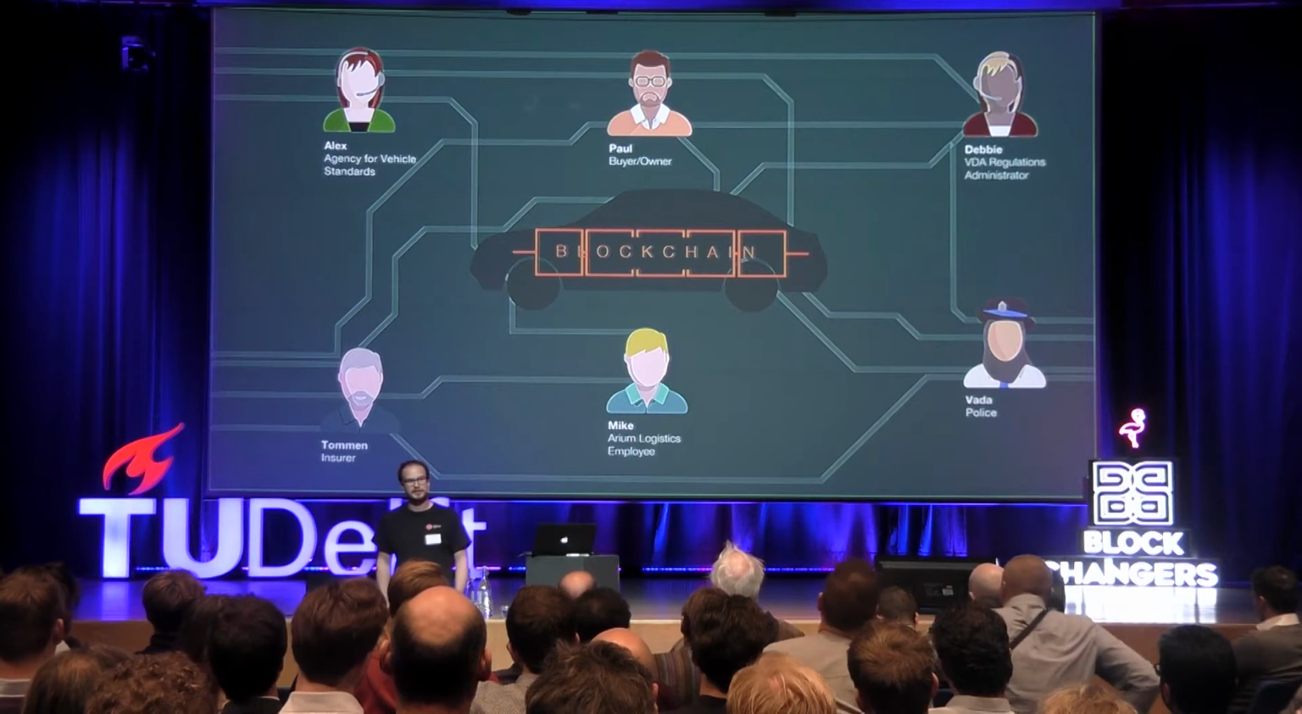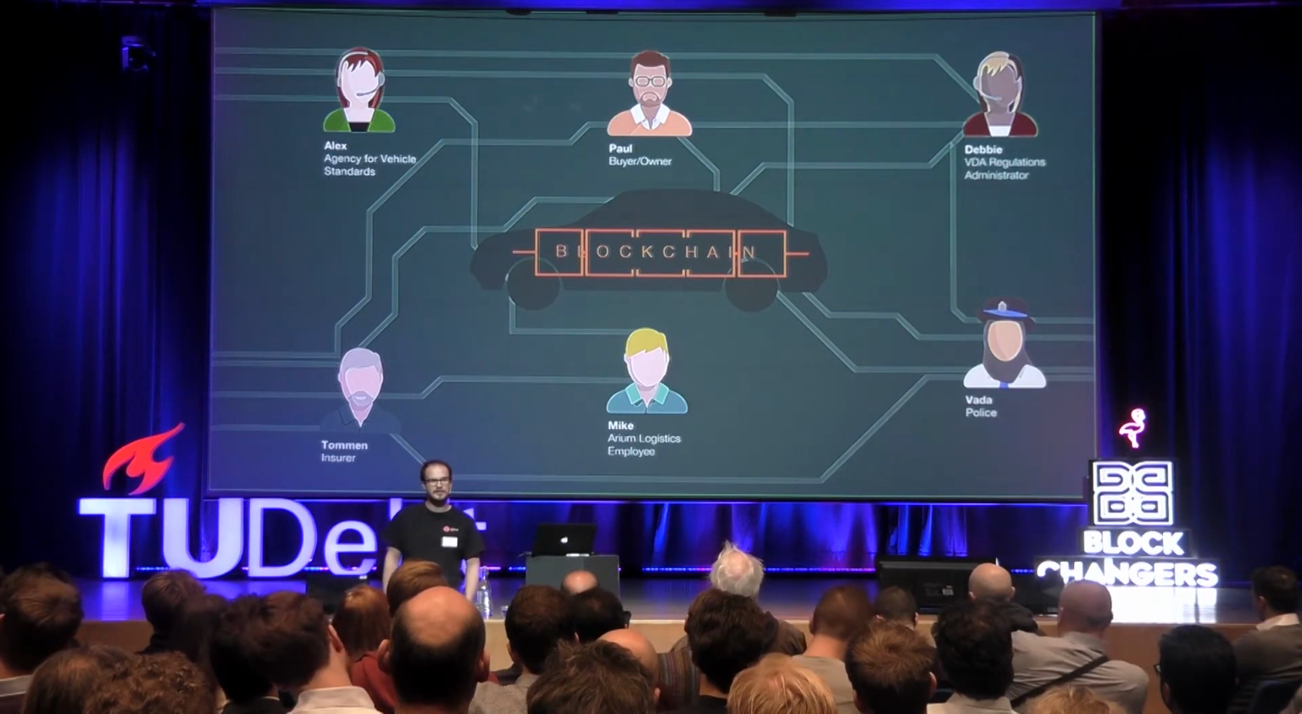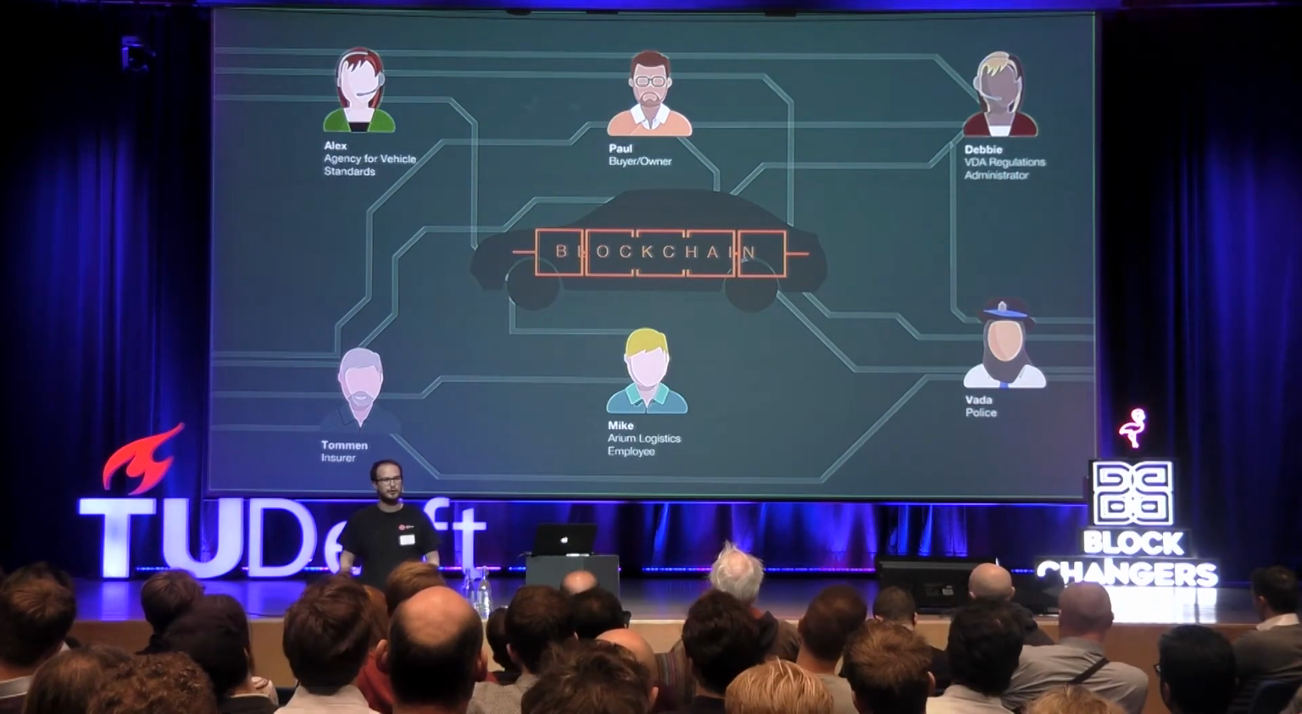So on to the demo. And we're going to look at a blockchain business network that looks at the life cycle of a vehicle as it moves between different participants. And you'll see 6 of them on the screen.